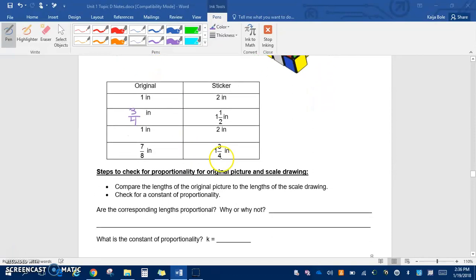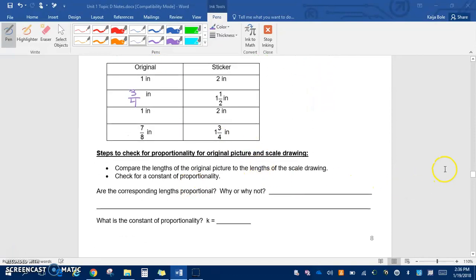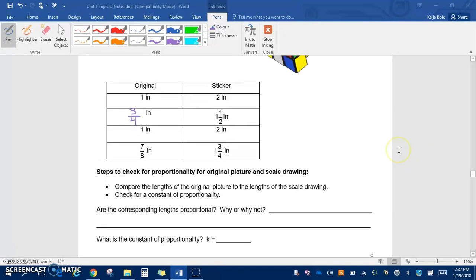But once we have our table here, now we're going to do the steps to check for proportionality for original picture and scale drawing. So first we need to compare the lengths of the original picture to the lengths of the scale drawing. And I want you to write yourself a note above the table that X is the original, and then Y is going to be the scale. And this is how it's going to be for the rest of the topic, so try to remember that X is the original, Y is the scale. So we're going to have to compare them, and we're checking for a constant of proportionality.